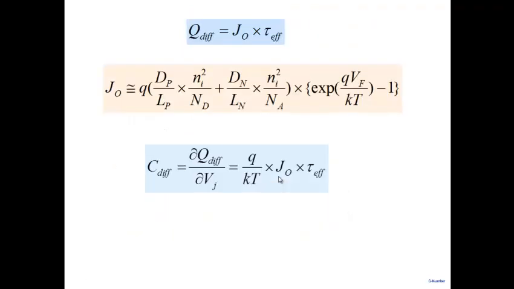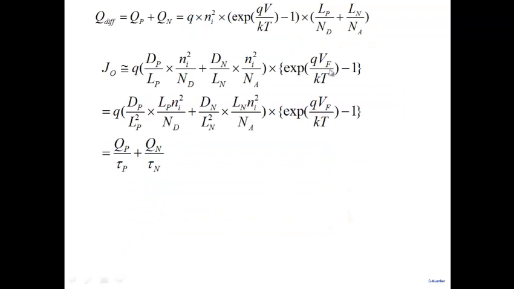All that I wanted to show through this is that diffusion charge is QP plus QN. J0 we have already derived, which is shown over here. And what I wanted to show you is that J0, through manipulation of equations, one can show is equal to QP by tau P plus QN by tau N. QP is this part, LP by ND. QN is this part, LN by NA. So if we use these definitions of QP and QN, one can show that conduction current is QP by tau P plus QN by tau N.